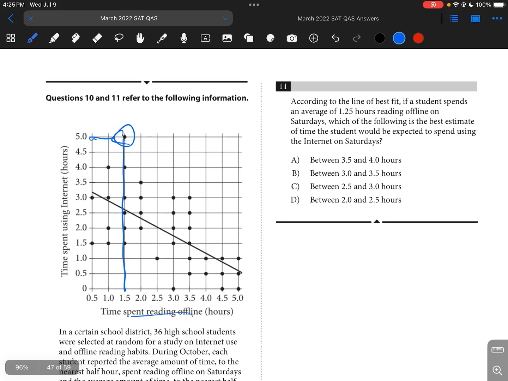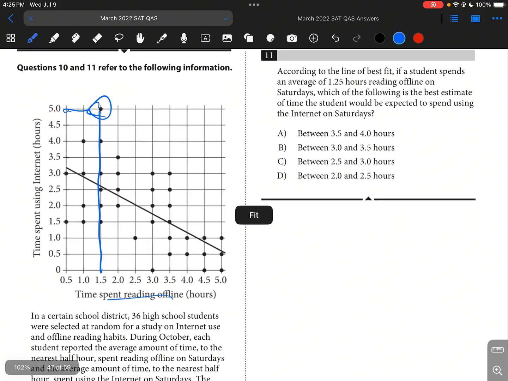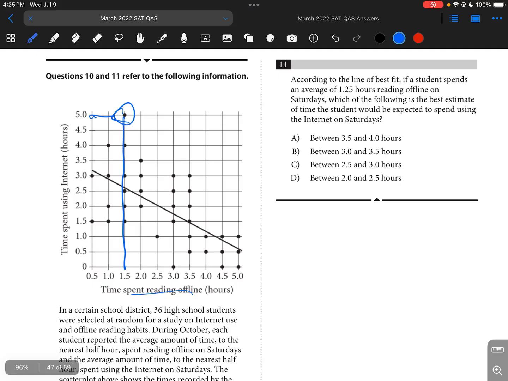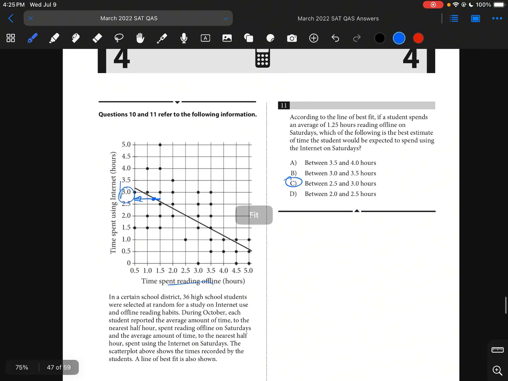According to the line of best fit, if a student spends an average of 1.25 hours reading offline, okay, so reading offline to line of best fit, so we're about, let's clean this up a little bit. We're about right here. Which of the following is the best estimate of the time that the student would be expected to use the internet? So you just move over to the y-axis, which has the internet time, and it's somewhere between 2.5 and 3, which is C.